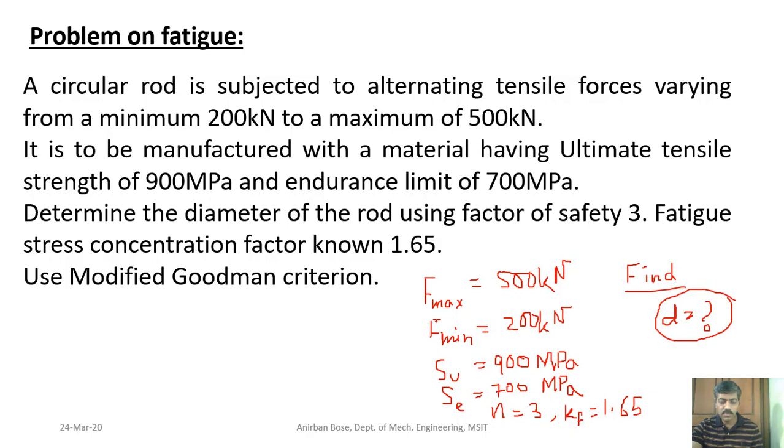So we know that for any general kind of fluctuating loading, it depends on two factors. One is sigma A, another one is sigma mid range. So first find these two quantities. What is sigma m? Sigma mean is sigma max plus sigma min by 2. And what is the alternating stress? Sigma max minus sigma min by 2.